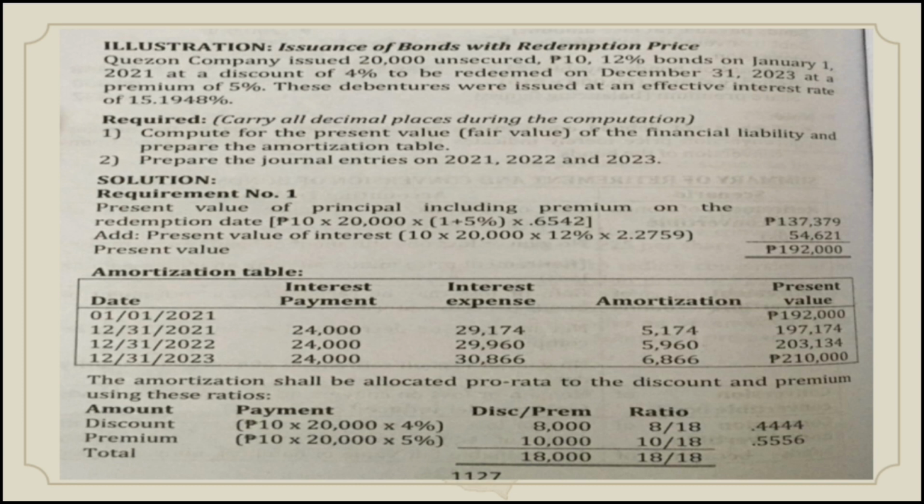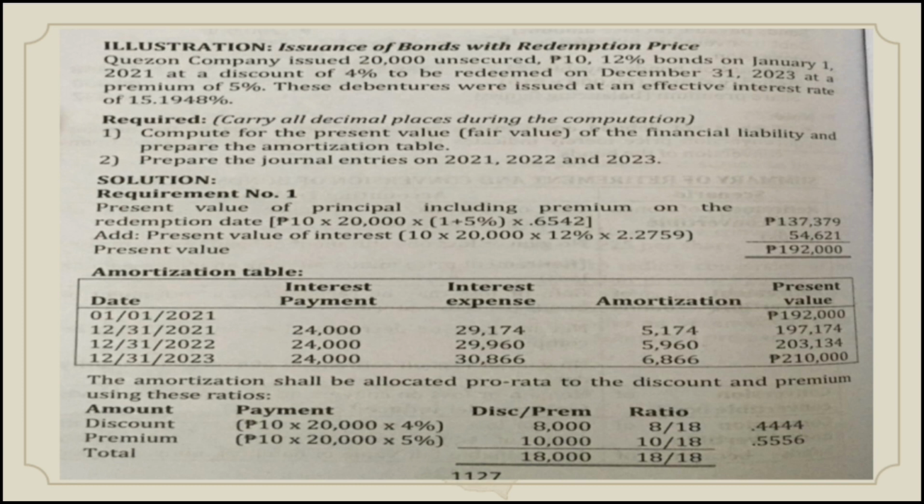The requirements are: first, compute for the present value of the financial liability and prepare the amortization table. Second, prepare the journal entries for 2021, 2022, and 2023. For requirement number 1, we will use PV of 1 and PV of ordinary annuity of 1. So we will first compute the present value of principal including premium on the redemption date.